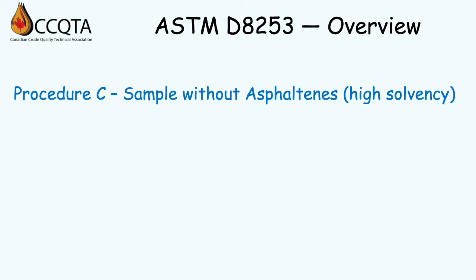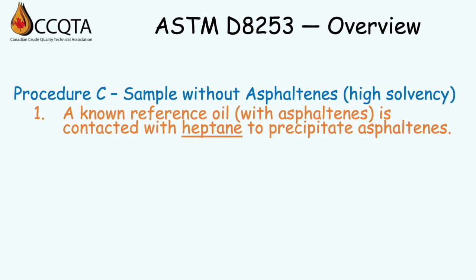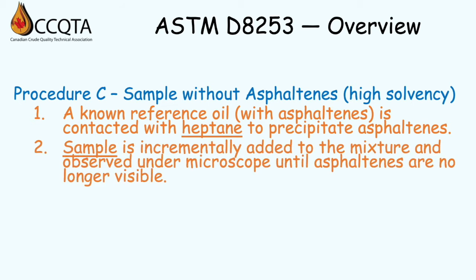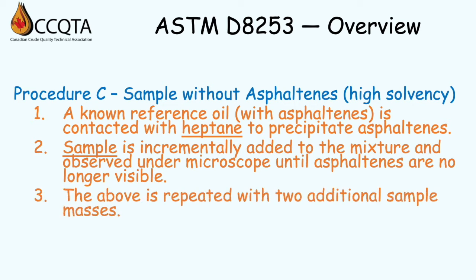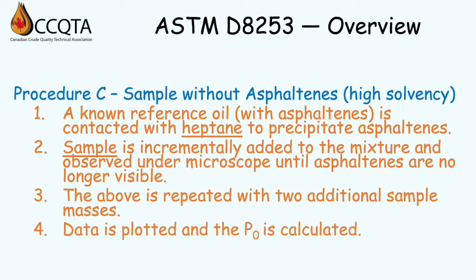In Procedure C, for samples without asphaltenes but with high solvency, meaning they behave like toluene, a known reference oil with asphaltenes is contacted with heptane to precipitate asphaltenes. Then sample is incrementally added to the mixture and observed under the microscope until asphaltenes are no longer visible. The above is repeated with 2 additional sample masses, same as the other 2 procedures, and the data is plotted and the P0 is calculated. Next, we'll look at an example of the microscope observations, calculations, and interpretations.